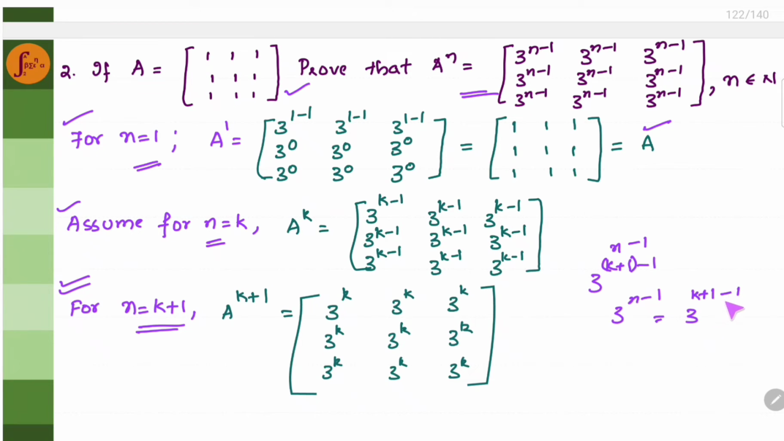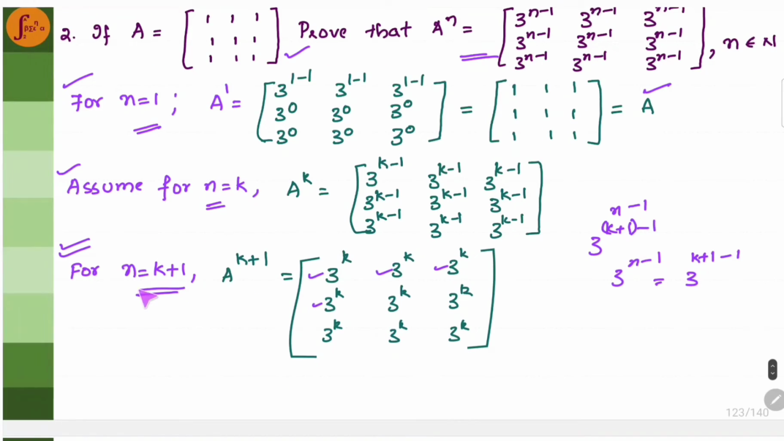So minus 1 plus 1 is going to get cancelled, and we're left with 3 to the power k. Right? 3 to the power k. So basically, if you put n is equal to k plus 1, a to the power k plus 1 should be this. This is the result. This is RHS and this is LHS.